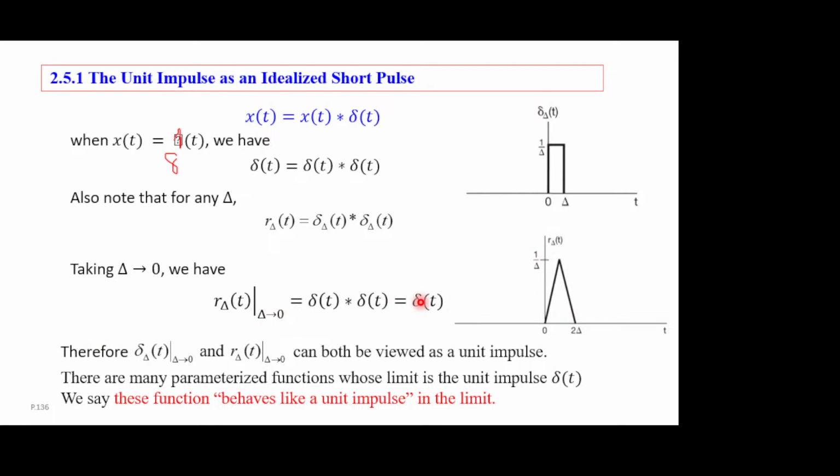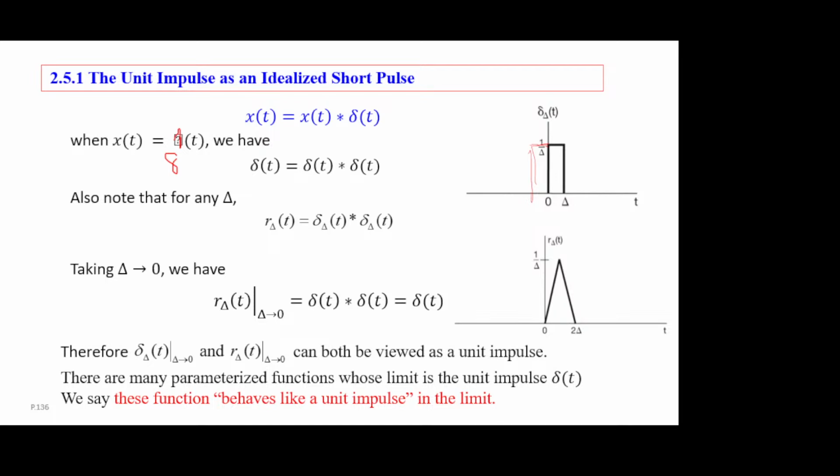Okay, so what we are trying to show here with a whole bunch of things is that there are a lot of things whose limit will become a delta function. You see this delta sub-triangle's limit goes to the delta function, and this r sub-triangle's limit goes to the delta function. And actually, if you shift this a little bit, for example, if you shift this thing to here, right?